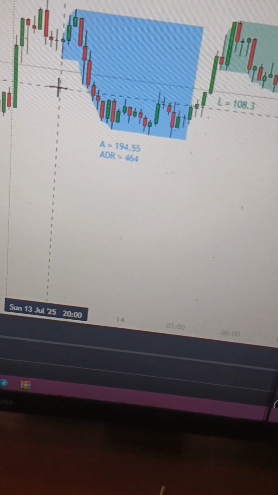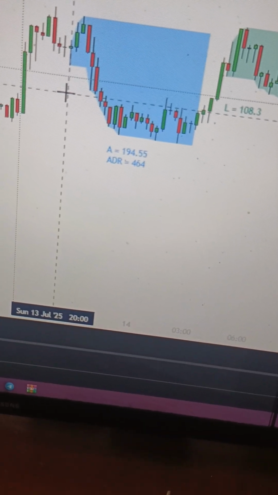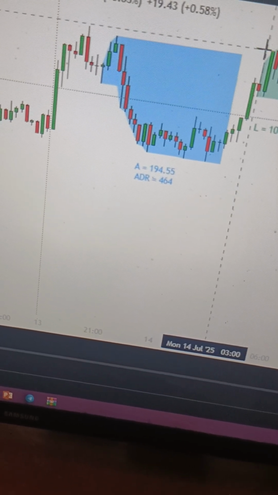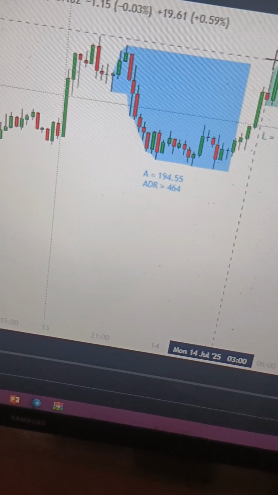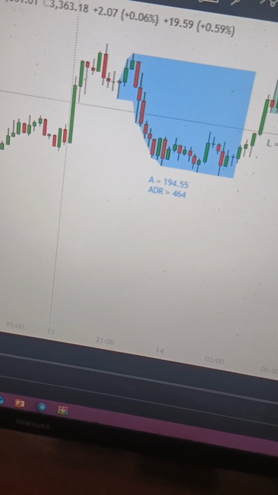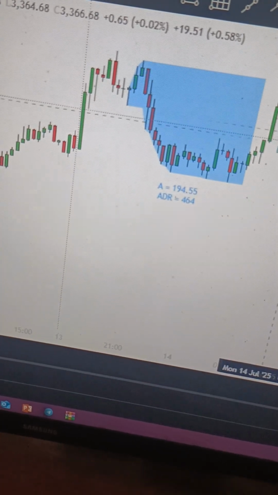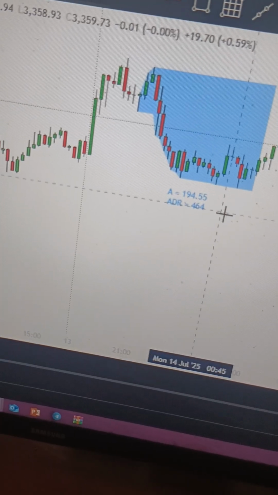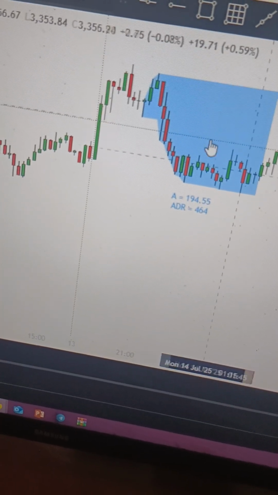This is New York time. I'm using UTC -4. For the Asian session, it starts at 20 and ends at 2. For London, it starts at 3 and ends at 7. For New York, it starts at 8 and ends at 12. It's an interval of 4 hours, 4 hours, 4 hours. So this one is the best. This one is the one that I have used.